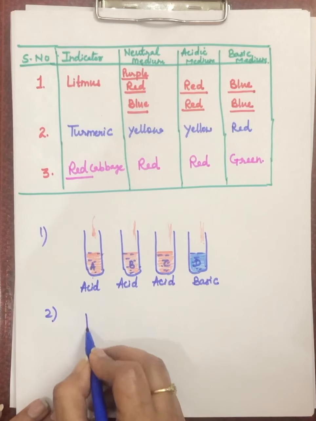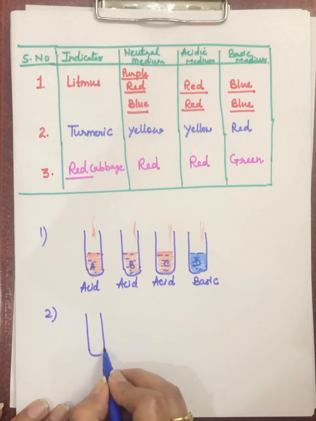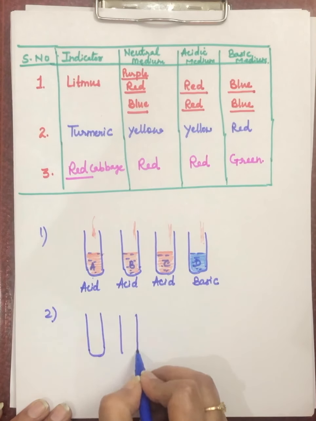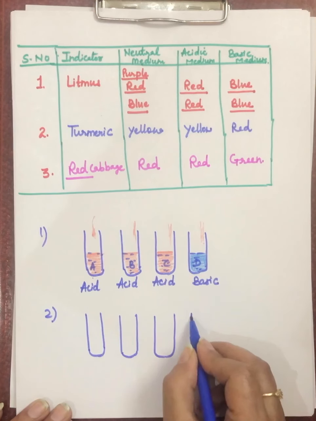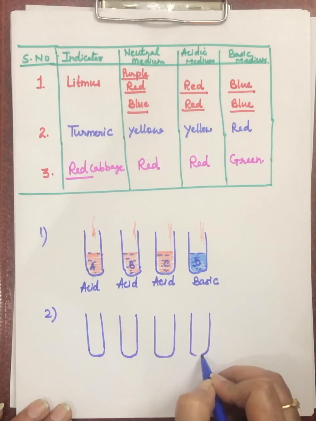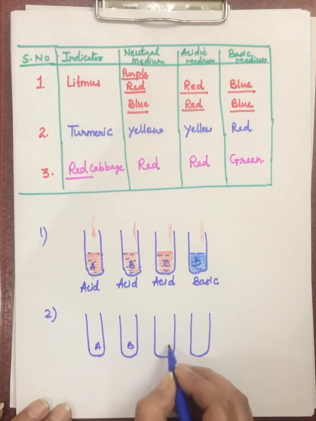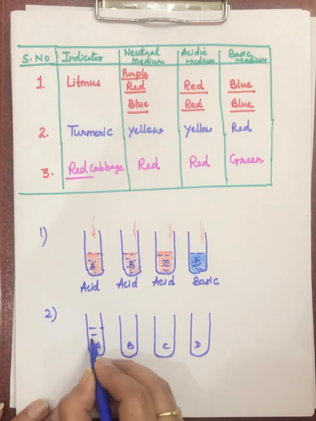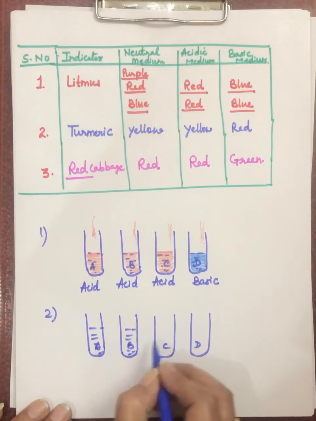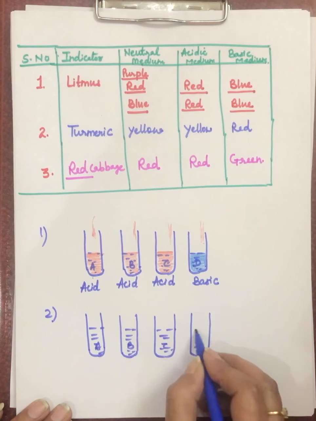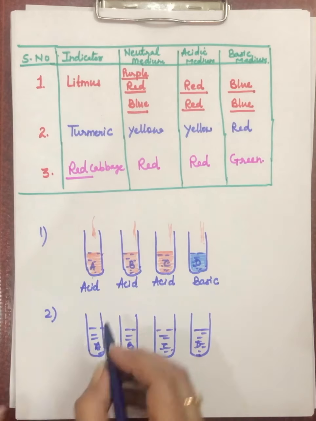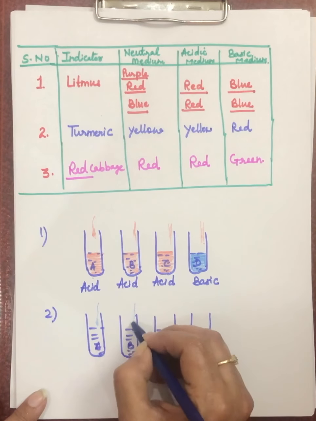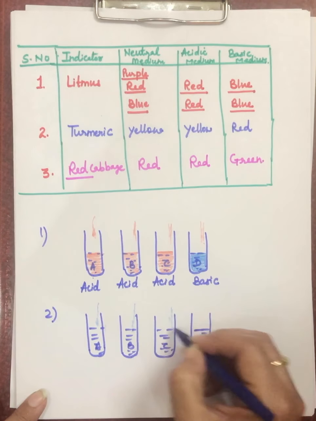Now, second case. Again, we have 4 test tubes labeled A, B, C and D, and there are acids and bases in these. Again we don't know which test tube has which solution in it. And now suppose the blue litmus solution is given to us. We are adding a blue litmus solution to all these test tubes.